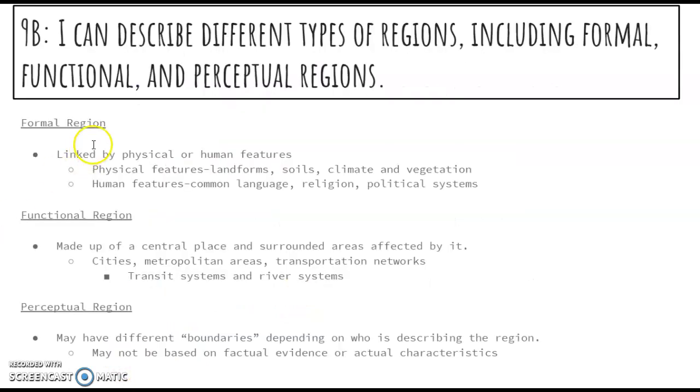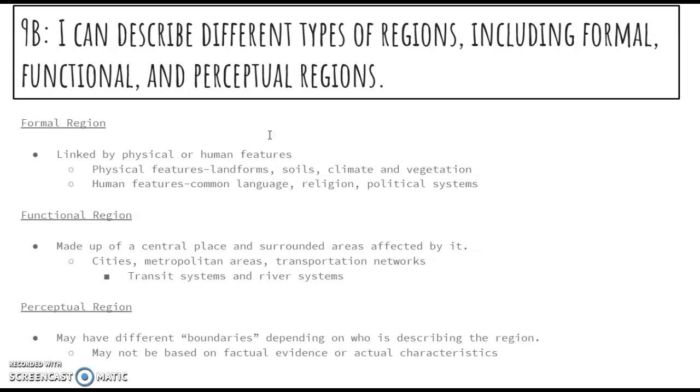Next, we're going to look at the 9B, which states I can describe different types of regions, including formal, functional, and perceptual regions. So a formal region is linked by physical or human features. Physical features can be landforms, soils, climate, and vegetation. And human features can be a common language, religion, or political systems. So a formal region is a region that has similarities or similar characteristics that make it a region.